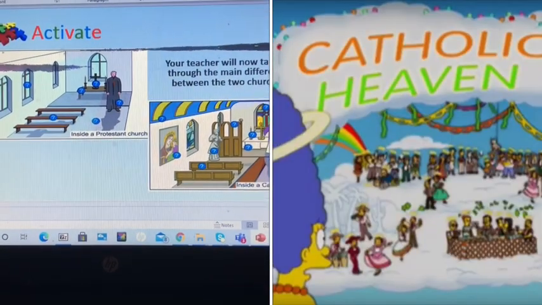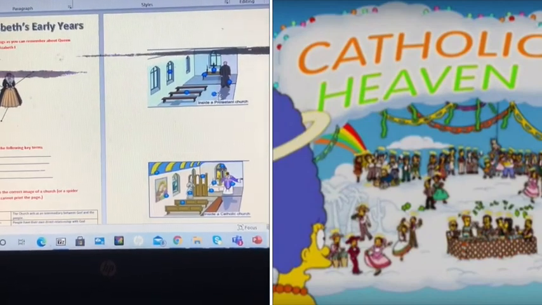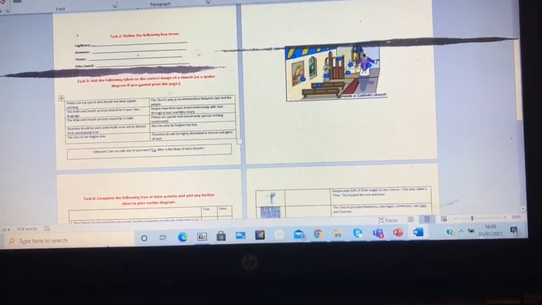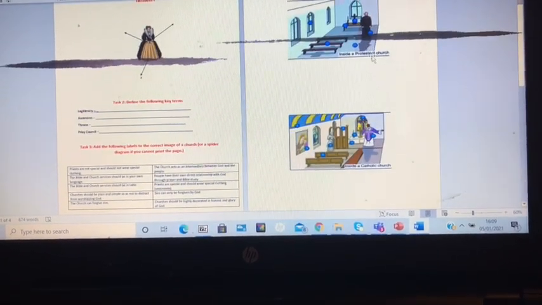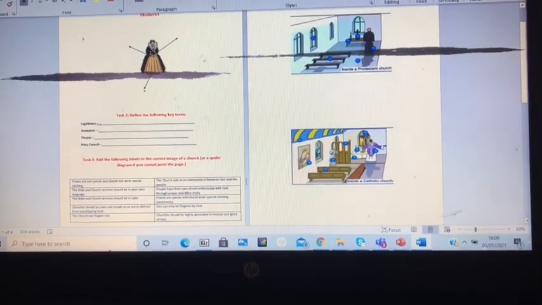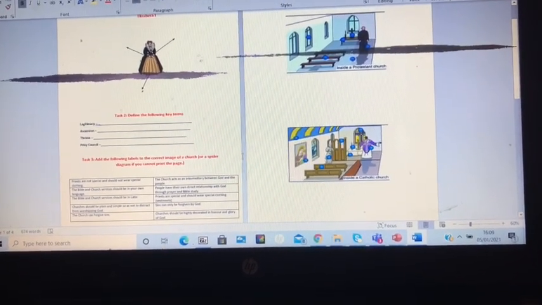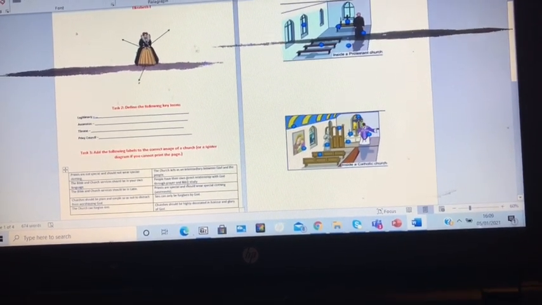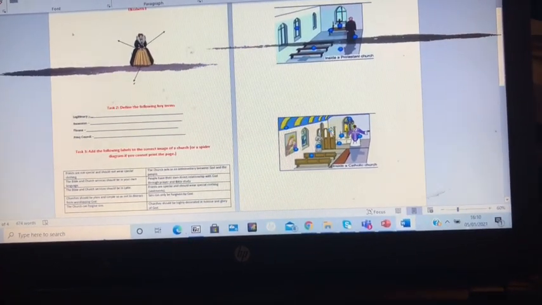Okay, on this sheet here, you have these two, so you can write round the differences here. Also, you can write these around either the Protestant church here or the Catholic church here. Okay, so you can use these to add the labels round, or if you can't print the page, you can just do your own spider diagram of what a Protestant church is like and what a Catholic church is like.